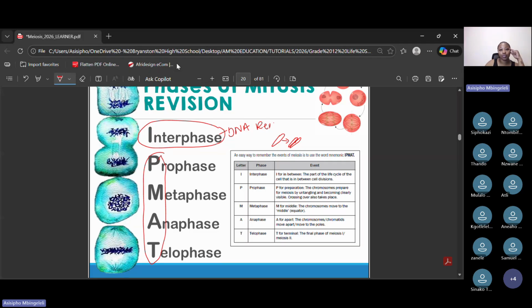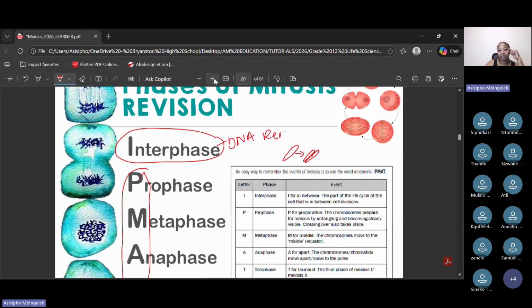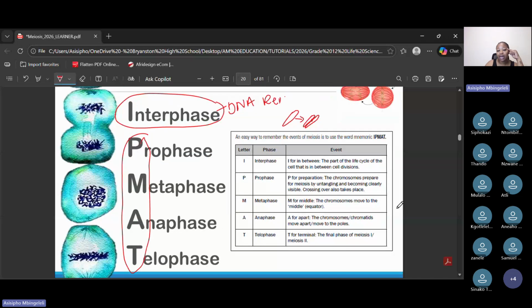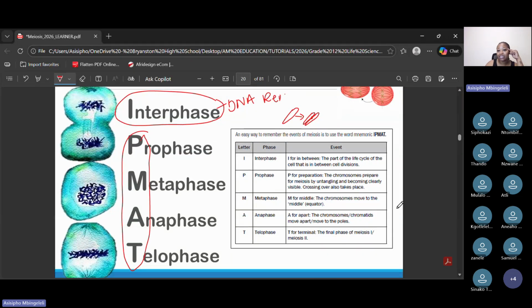Let me zoom in a little bit because this is nice information here. So I is for interphase, I is for in between, the part of the cell cycle that is between the cell divisions. So interphase will need to occur before cell division takes place. Then prophase, P for preparation. The chromosomes prepare for division by untangling and becoming clearly visible.